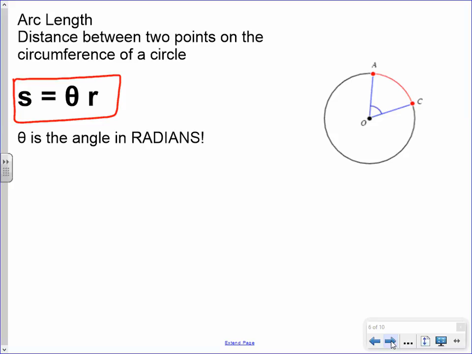Okay. Here's the deal. Since the definition of a radian is that theta equals arc length over radius, theta always has to be in radians. For this formula to work, theta has to be in radians. That means if I give you an angle in degrees, what are you going to have to do with it? We're going to have to convert it. Okay? So please keep that in mind. I would write this down with a big star by it so that you remember that that needs to be in radians when you use it.